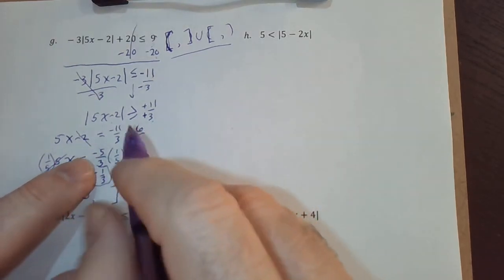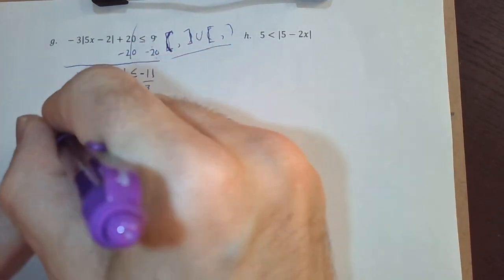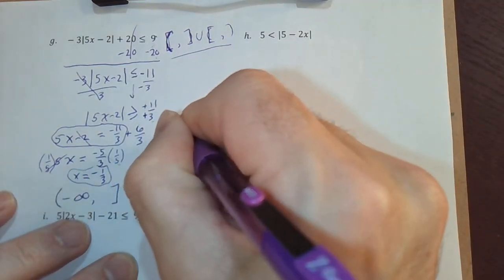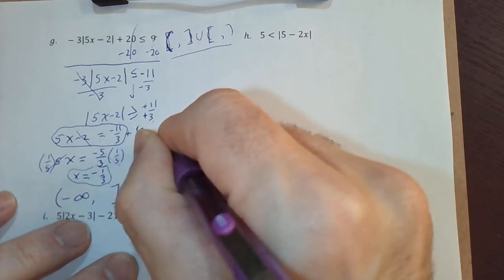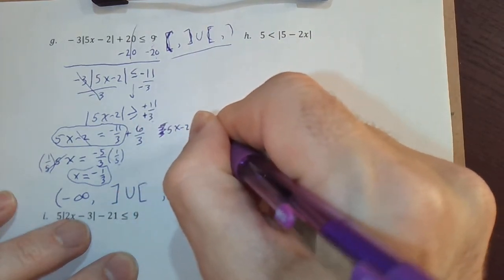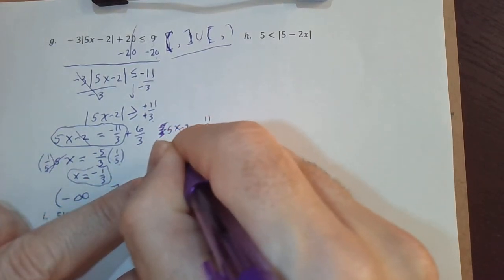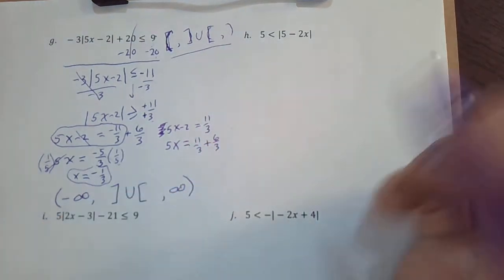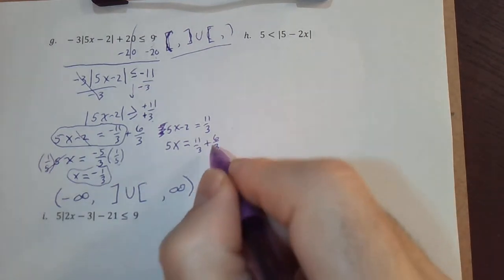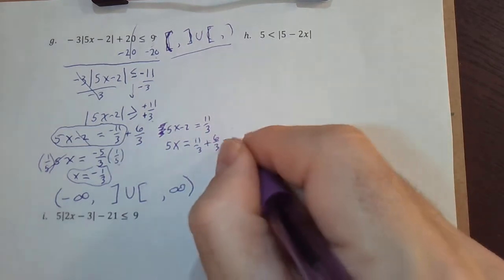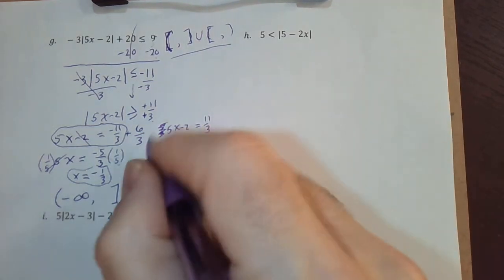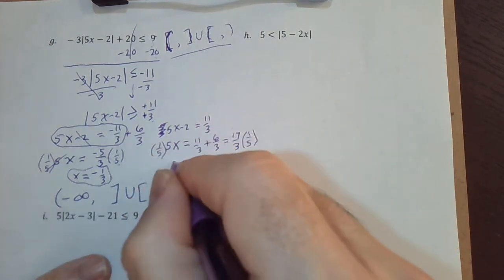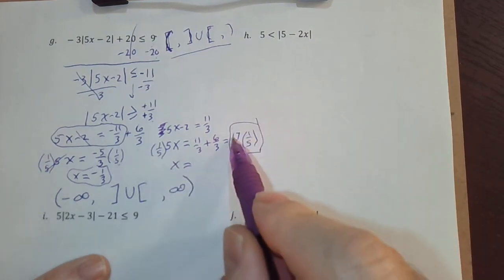Instead of 5x minus 2 equals negative 11 over 3, let's now do the positive one. 5x minus 2, I don't need parentheses, equals 11 over 3. And then I add 2 to both sides. 5x equals, when I add 2, I'm going to put plus 6 over 3. So that's equal to, let's see, 17 over 3. So then I multiply both sides by 1/5, like that. And it gives me x equals, and what do we have here? 17 over 15.